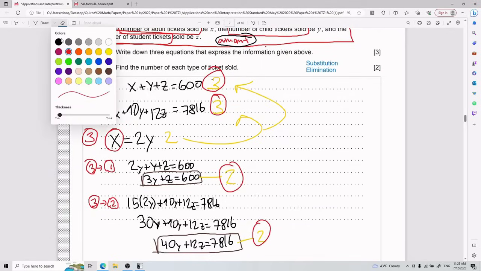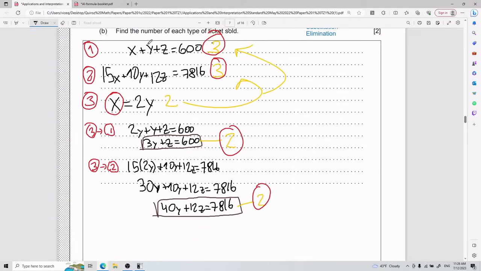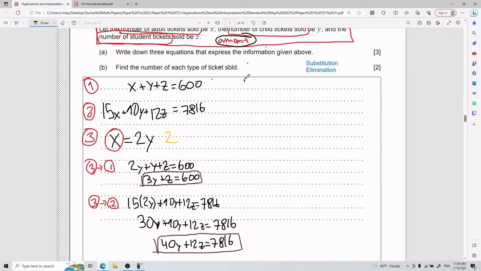So the two equations that I have now, and let me just make a little bit of space, are the ones I have boxed in. Let me write them a little more prettily. I have 3y plus z equals 600, and I have 40y plus 12z equals 7,816. It's convenient to have them aligned one with another so you can think about your approach.